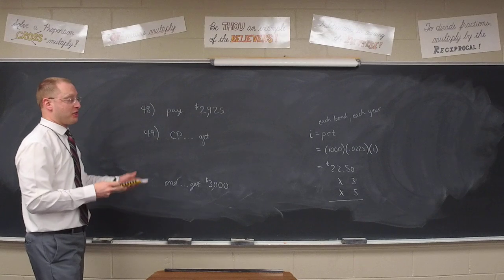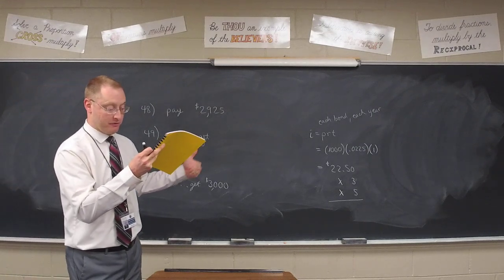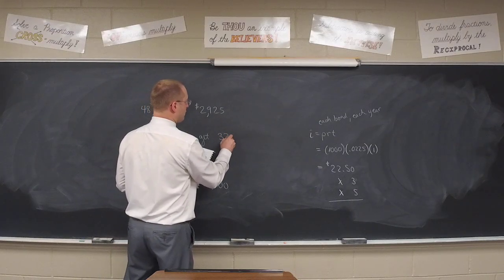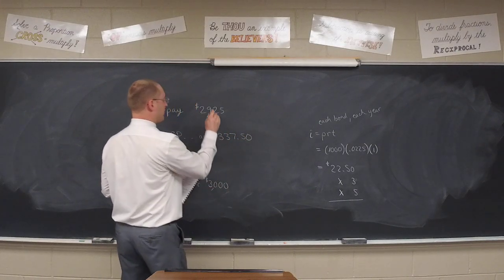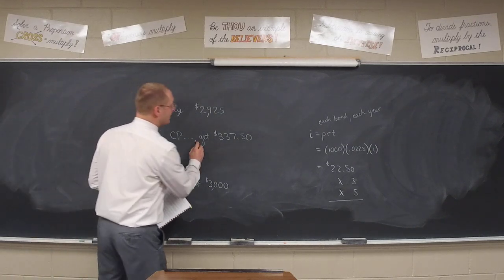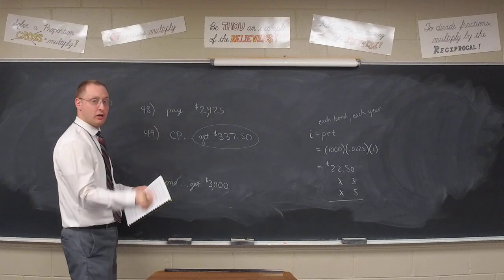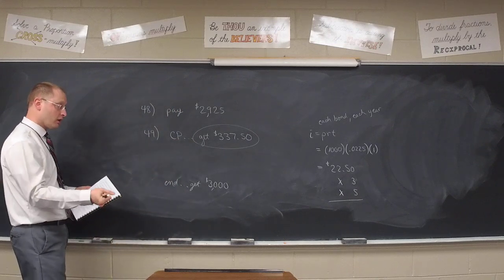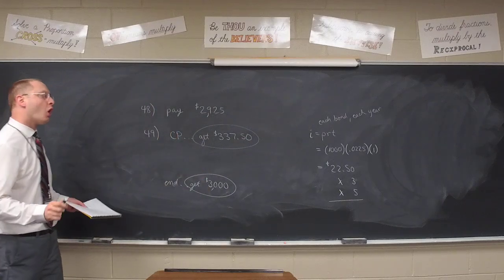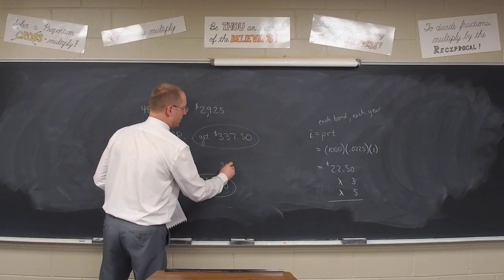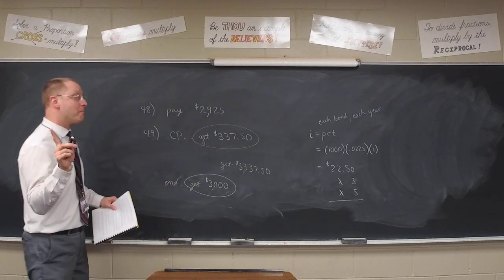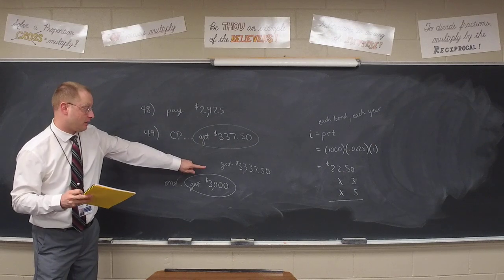So if we multiply by 3, we find that every year he gets $67.50, and we multiply that by 5 years, we're going to find that he gets $337.50 in coupon payments. Now remember, he not only gets these coupon payments every year for 5 years, but at the end of those 5 years, he also gets back $3,000. So total, he's going to get $3,337.50, right?